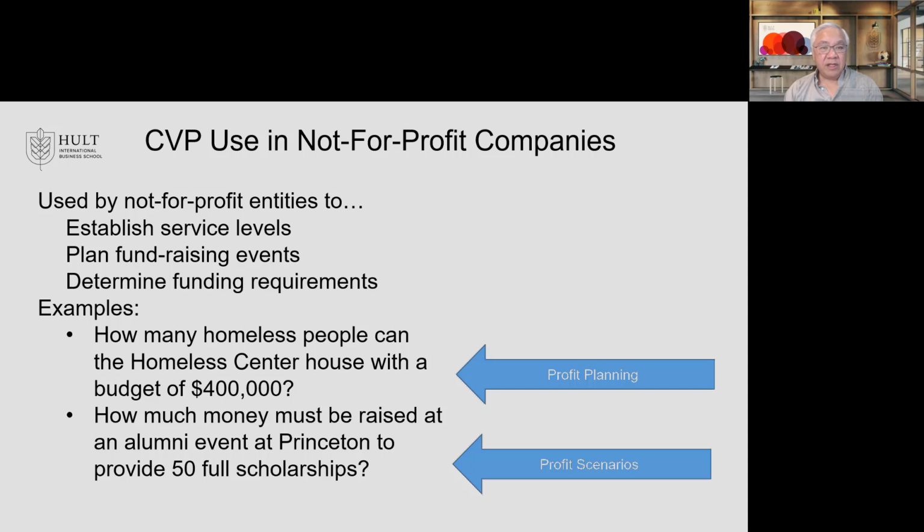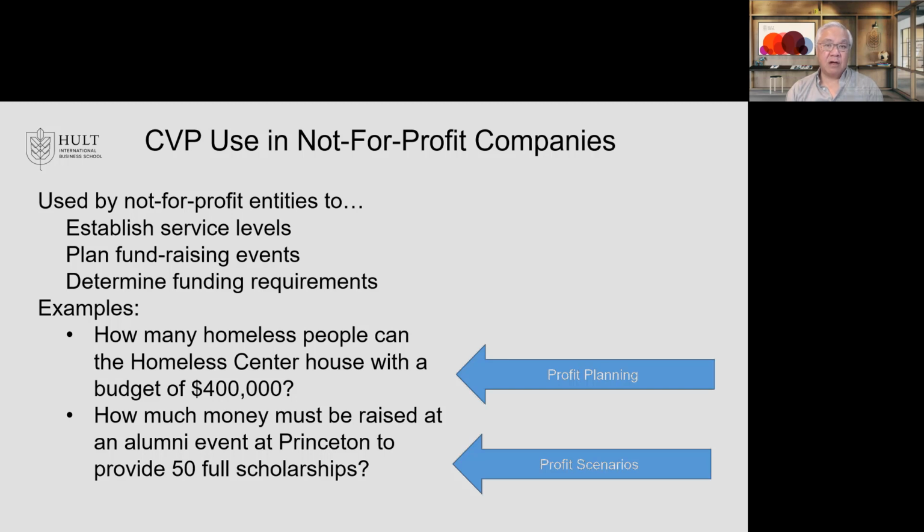Why? We could use it for establishing service levels, like for a certain amount of money, how much output can we have in terms of services? Or look at a fundraising event and say, how many tickets do we have to sell in order to generate profit from running the event? And third is, what are your funding requirements?